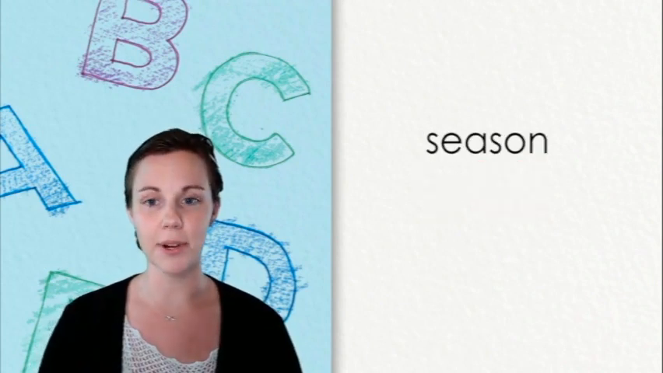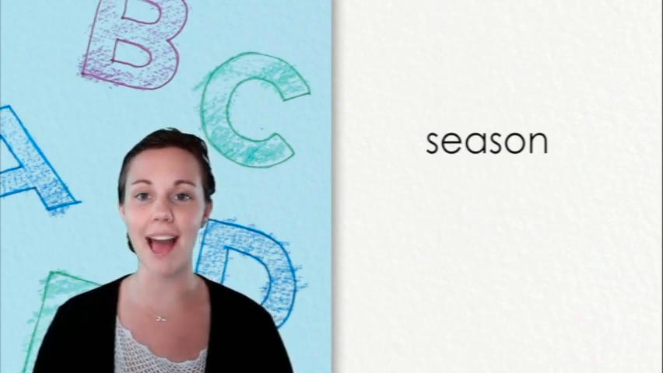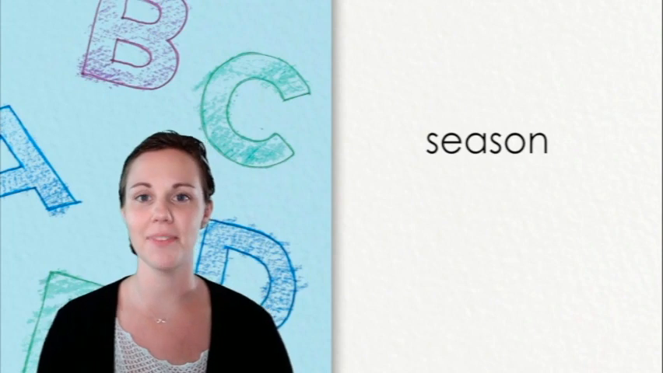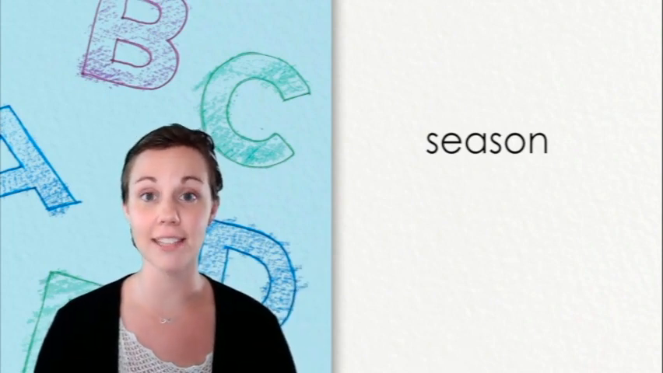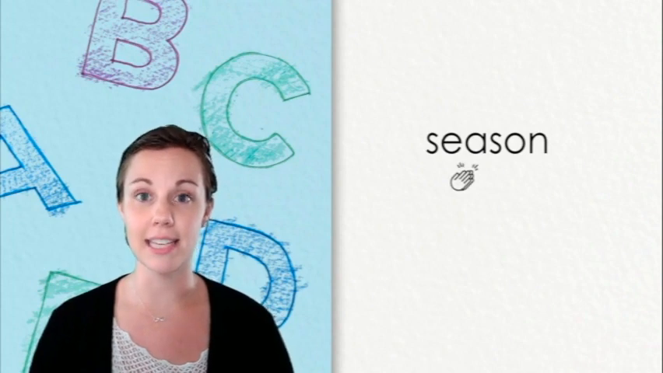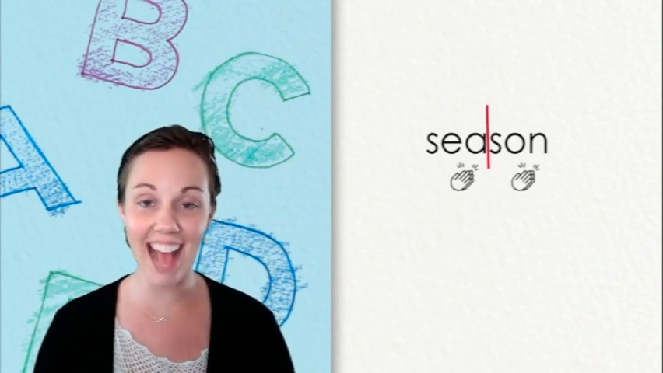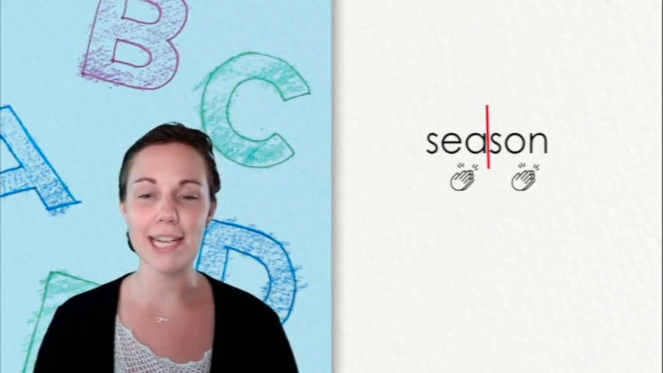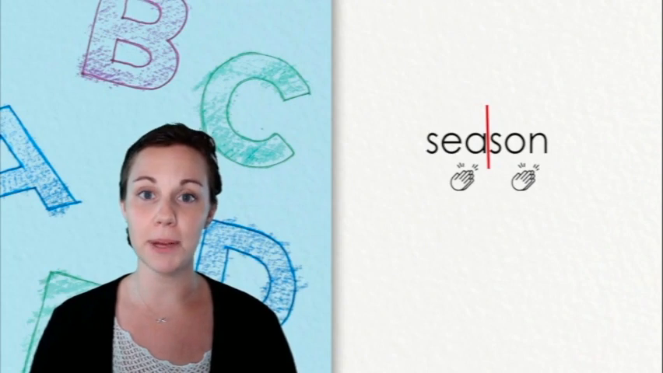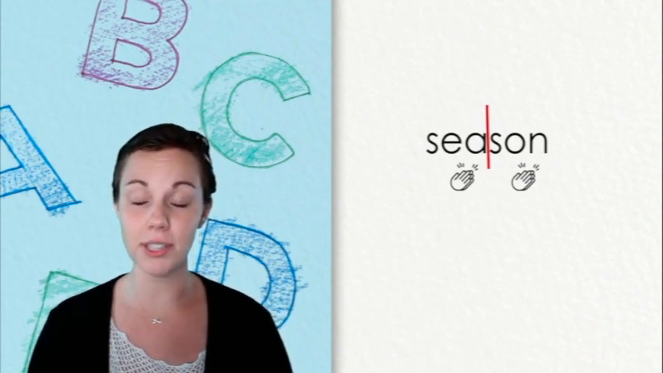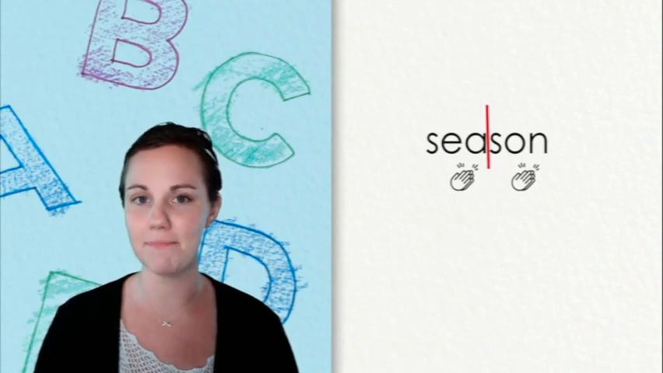Here's our next word. It says season. Go ahead and clap season with me. Season. Let's check. See? Sun. That's exactly how we clapped it. It showed us where to split the syllable. Usually when we count out the syllables by clapping, it tells us where to split it.